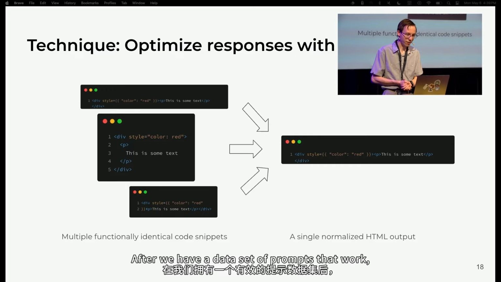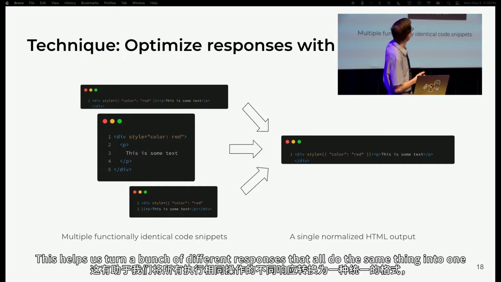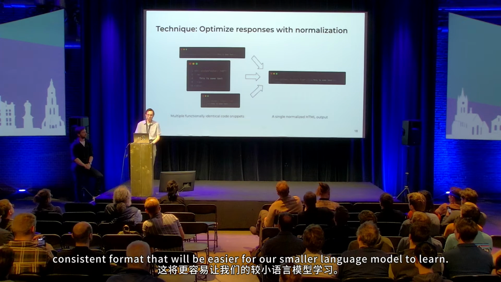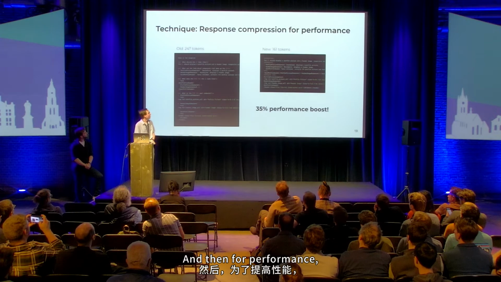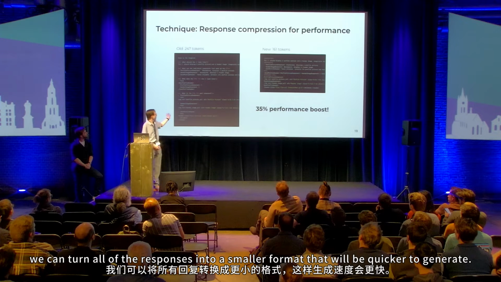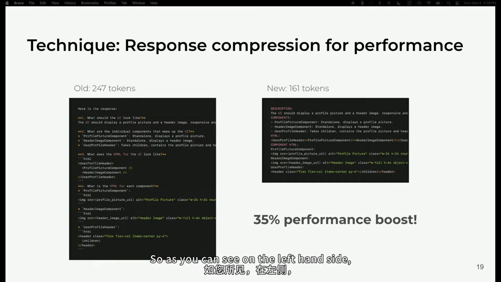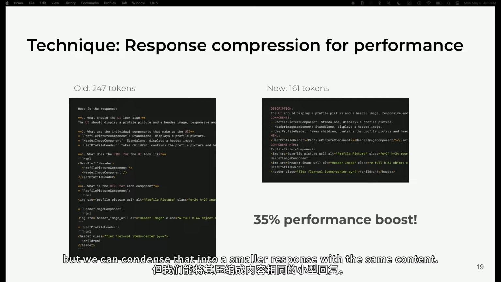After we have a data set of prompts that work, we can optimize the responses with normalization. This helps us turn a bunch of different responses that all do the same thing into one consistent format that will be easier for our smaller language model to learn. And then for performance, we can turn all of the responses into a smaller format that will be quicker to generate. So as you can see on the left-hand side, the larger model generated a very large response, but we can condense that into a smaller response with the same content.